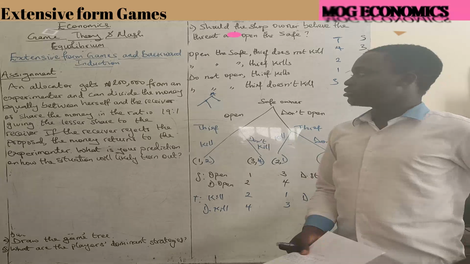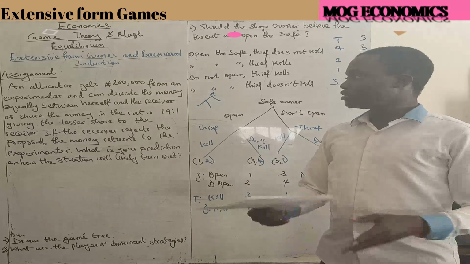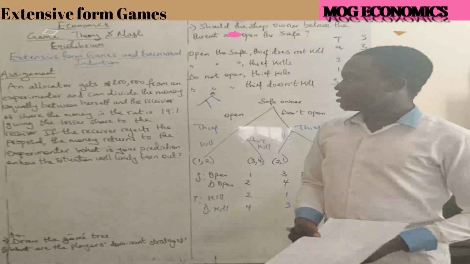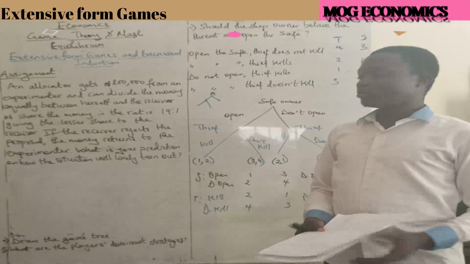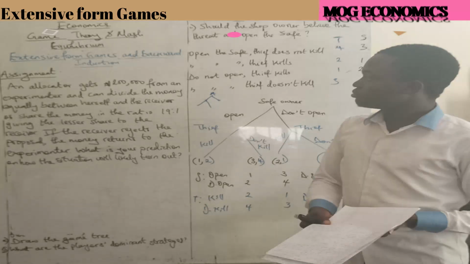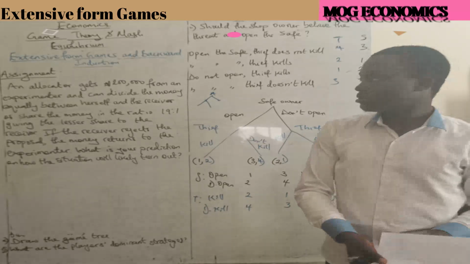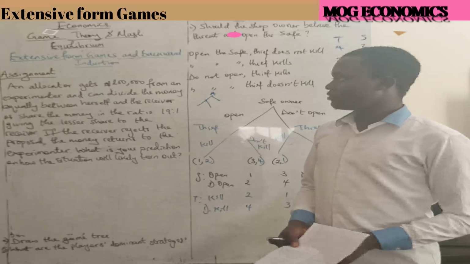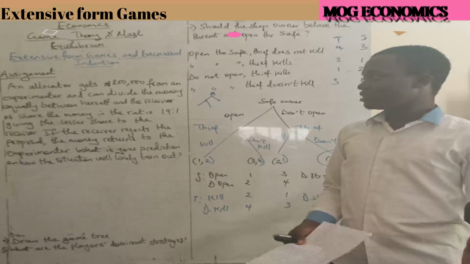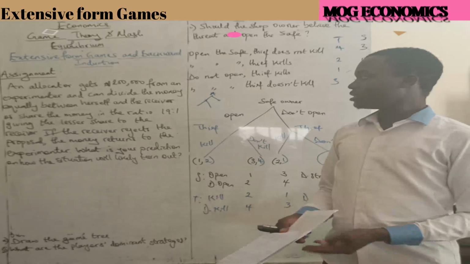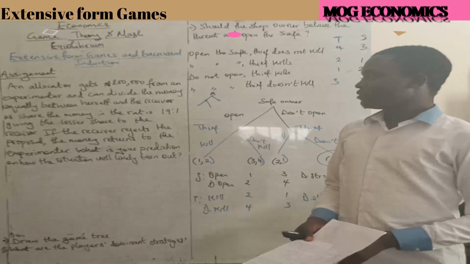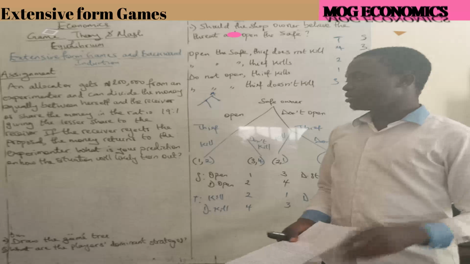Now, an allocator gets 200,000 naira from an experiment. So it's like someone is doing an experiment. So you have an allocator and then you have a receiver. An allocator gets 200,000 naira from an experimenter and can divide the money equally between herself and the receiver, or share the money in the ratio 19:1, giving the lesser share to the receiver. So the allocator is taking the higher ratio and the receiver is taking the lower ratio. If the receiver rejects the proposal, the money returns to the experimenter.